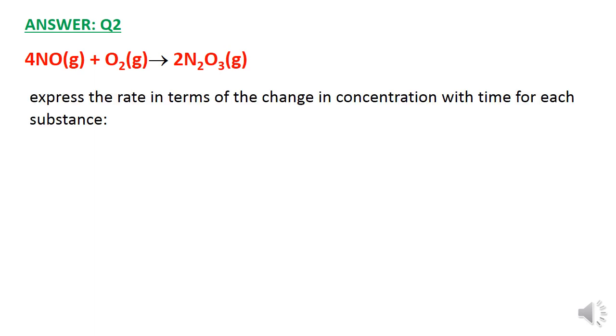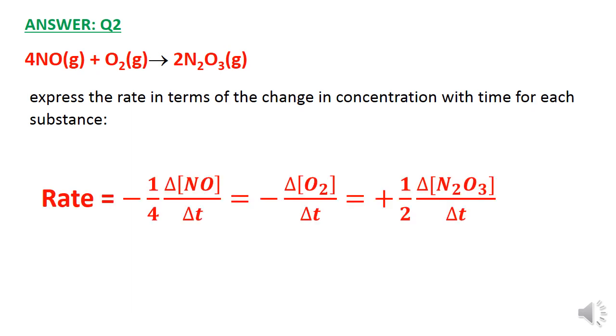For question number 2, the balanced equation is 4NO plus O2 producing 2N2O3. To express the rate in terms of the change in concentration with time for each of the substances, we write rate equals negative 1 over 4 change in concentration of NO over change of time, equals the negative change in concentration of O2 over change of time, equals the positive 1 over 2 change in concentration of N2O3 over change of time. We write the negative sign there because the reactants are decreasing, and the positive sign for the product is increasing.